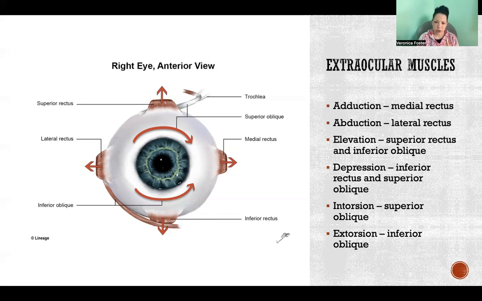And then the opposite, depression, is caused by inferior rectus and superior oblique. So superior oblique up on the top here, again, pulling sort of sideways. So depending on whether the eye is in a neutral position when we elevate and depress, or if it's abducted or adducted, that changes the relative contribution of each of those muscles during those actions. Then intorsion is caused by the pull of superior oblique, and extorsion is caused by the pull of inferior oblique.